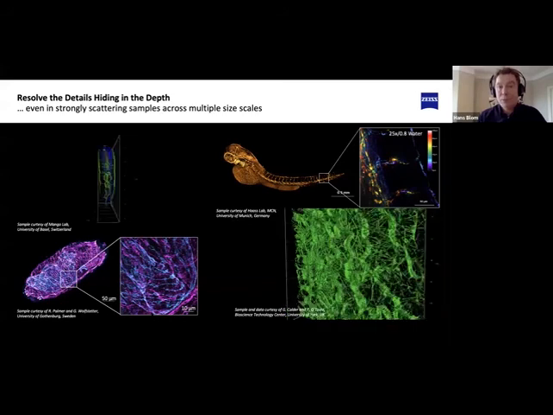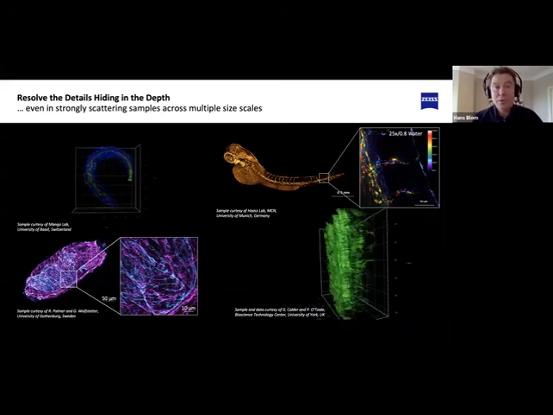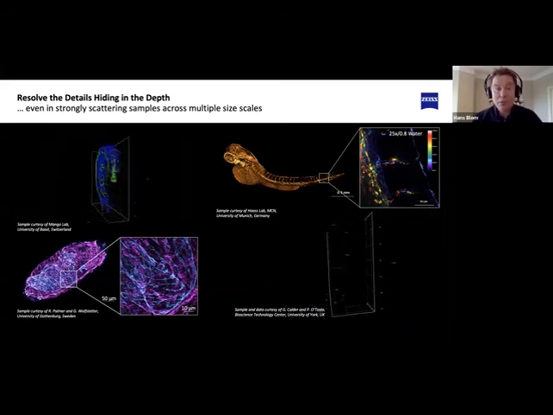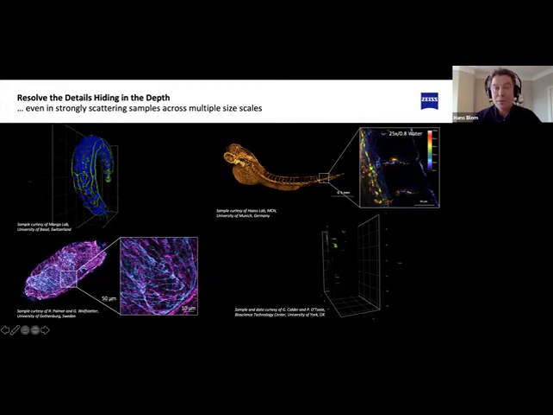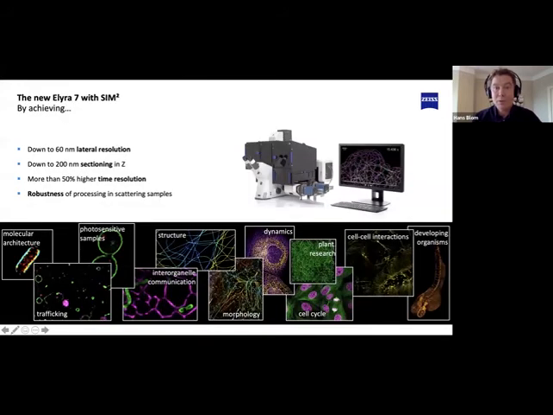Yes, very impressive images and a very versatile platform, it looks like. So how can I now get hold of this Elyra SIM² platform? So the new SIM², Hans, is available on our Elyra 7 platform, which is our dedicated super resolution platform, which of course is capable of so much more than that now.